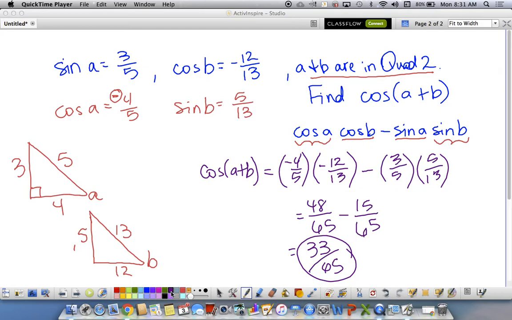Okay? Should we do another one? Yes. Yes, we should. Alright. If cosine, and sometimes they use different letters than A and B. Is that going to bother you? Good, because then I will make it happen even more.